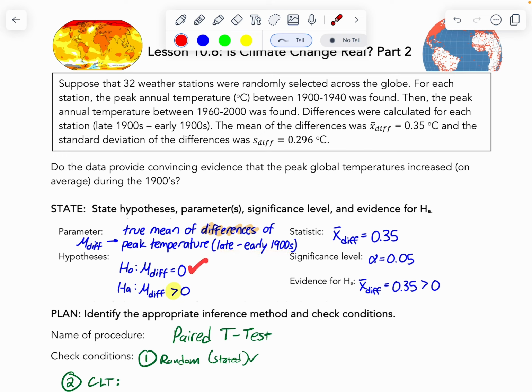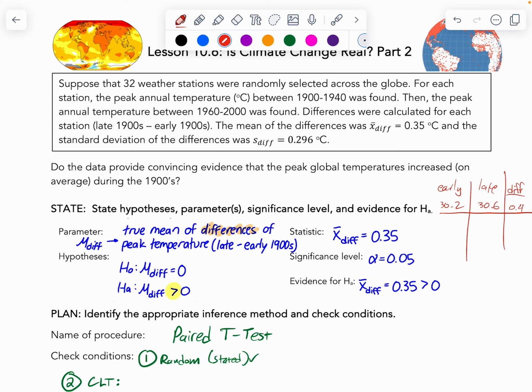The null is that the average difference will be 0, that the temperature is not going up or down. We would get nothing, no difference. The alternative is it is above 0, namely because the evidence here is the average we got, doing this 32 times, subtracting them all, so we would have a big list. We would have early and late 1900s. We'd have a temperature of 30.2 and then 30.6 for a difference of 0.4, and that's one station.